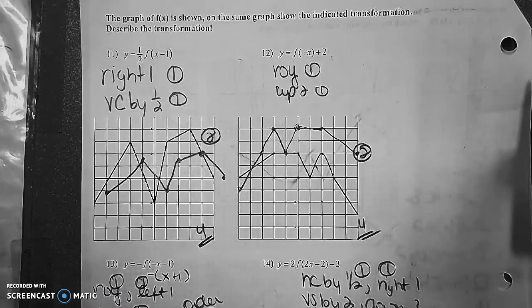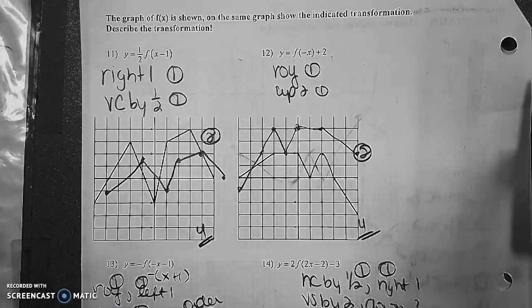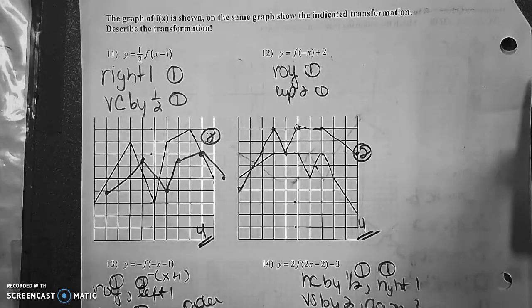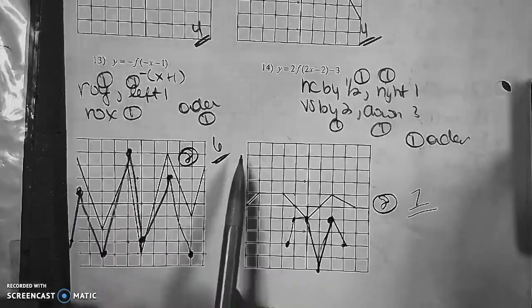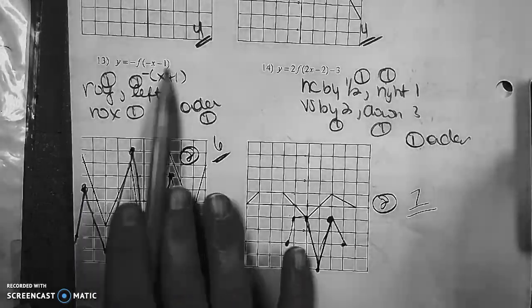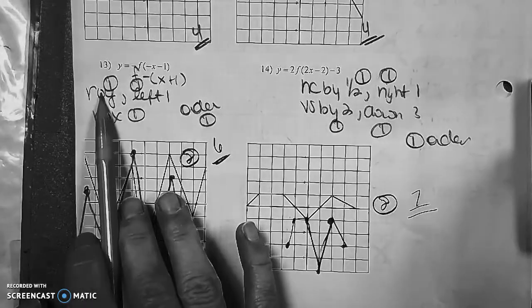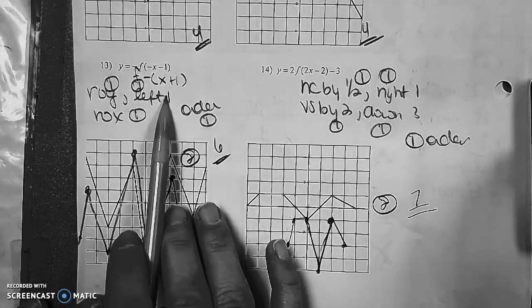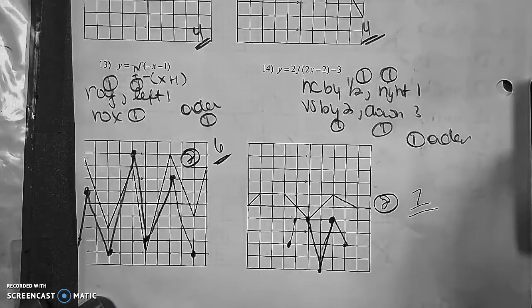All right, so we'll turn the page really quickly so you can get a shot of this. Right 1, vertical compression of 1/2. This is a reflection over your y-axis and up 2. We had a few of you miss this one because you forgot to factor the negative out of your function. So when you factor, you get a reflection over your y and then actually left 1 because it becomes plus 1. And then that negative on the outside is a reflection over your x.